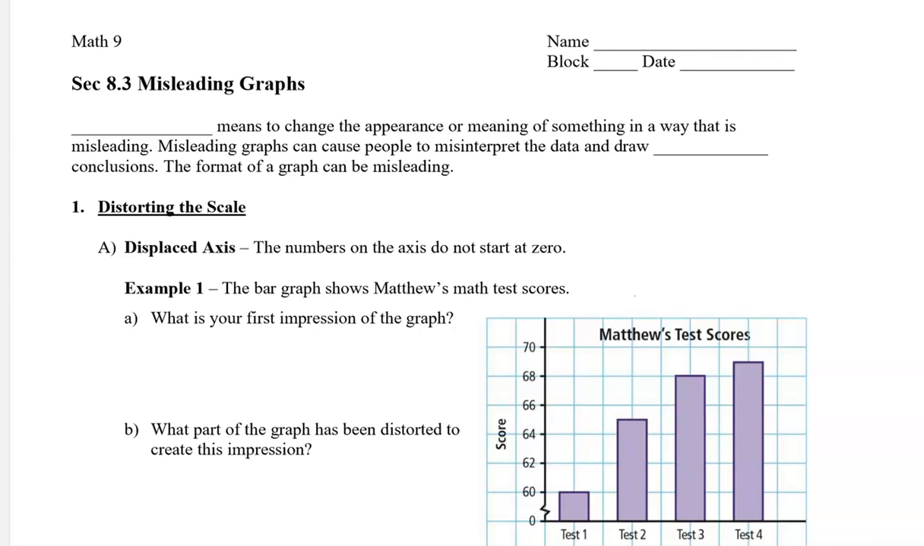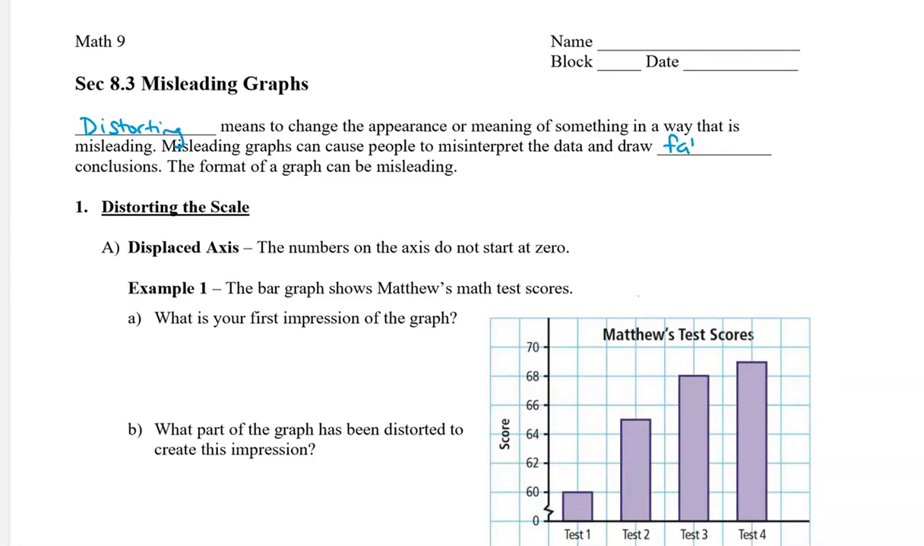In this video, we're going to take a look at how to identify misleading graphs and why people create them. Now, distorting means to change the appearance or the meaning of something in a way that is misleading. Misleading graphs can cause people to misinterpret the data and then draw false conclusions. So we're going to take a look at different ways that people can actually create misleading graphs.